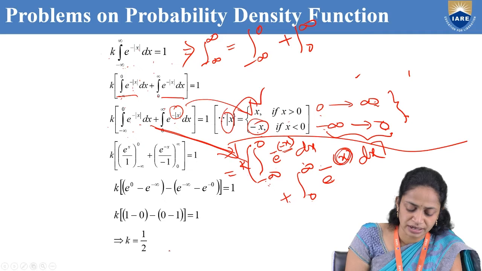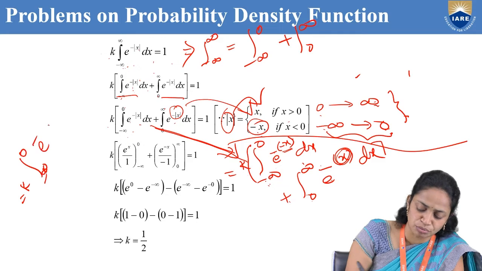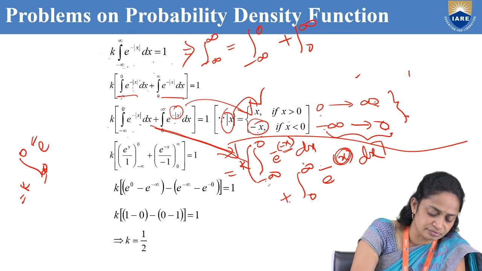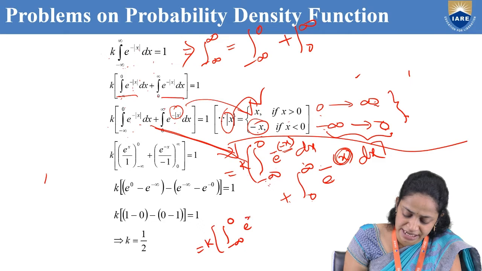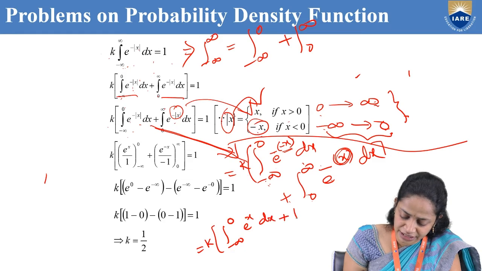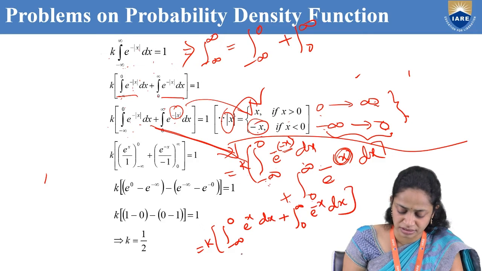Okay, so here the function is k times the integration over minus infinity to 0 of e power minus into minus x, so here I am writing k times the integration over minus infinity to 0 of e power x dx, plus the integration over 0 to infinity of e power minus x dx. Okay, so we have to simplify this one.